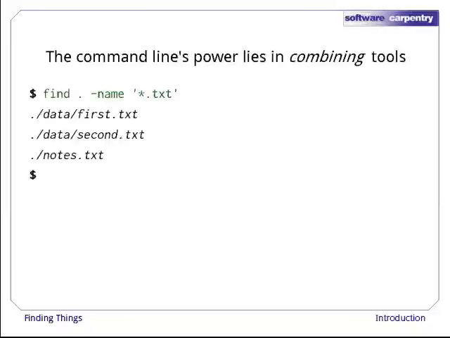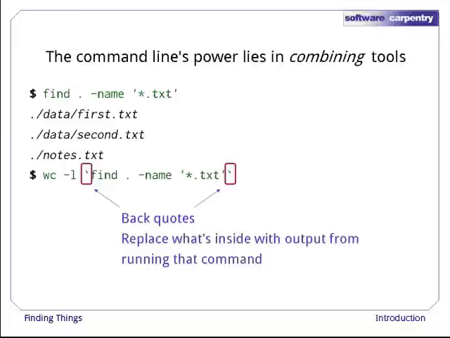As we just saw, find . -name '*.txt' in quotes gives us a list of all text files in or below the current directory. Here's how to combine that with wc -l to count the lines in all those files. The trick here is to put the find command inside back quotes. This tells the shell to run find and then replace what's in the back quotes with the command's output. This is exactly what the shell does when it expands star, question mark, and other built-in wildcards, but more flexible, since we can use any command we want as our own wildcard.